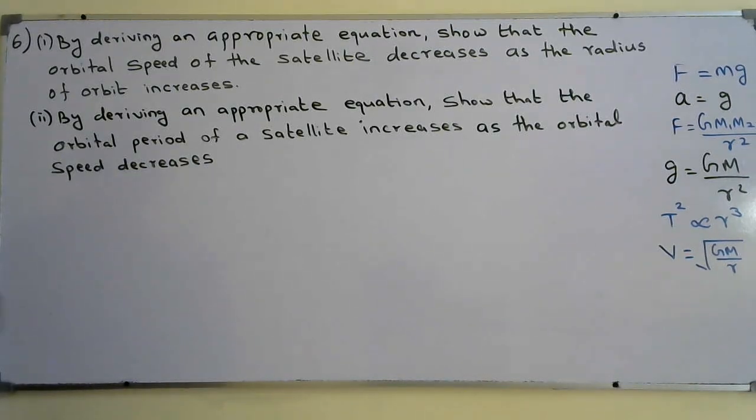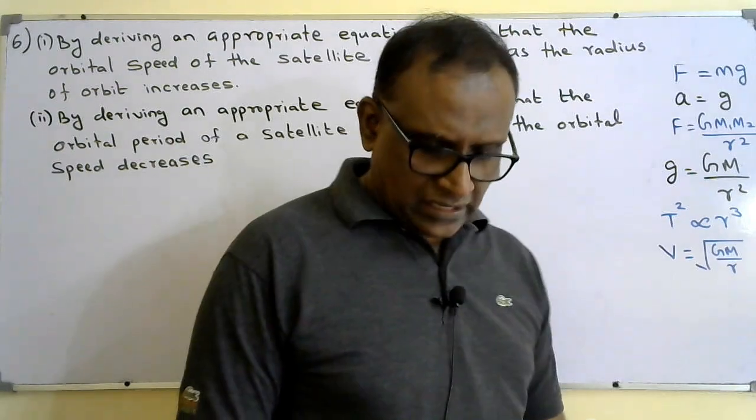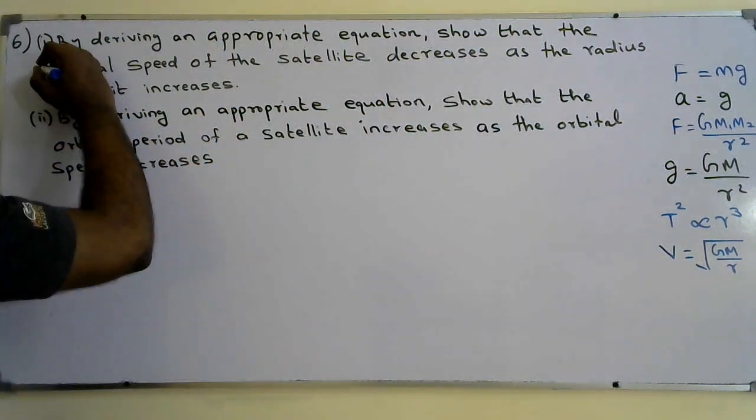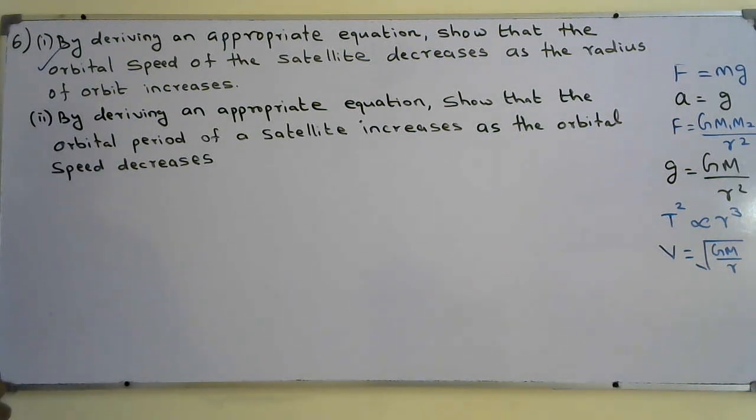Okay, so sixth question. By deriving an appropriate equation, show that the orbital speed of a satellite decreases as the radius of the orbit increases. So that is actually they asked me to derive this one. Anyway, I don't need to derive again, I already derived it. So first part, we just leave it. Okay, second part, by deriving an appropriate equation, show that the orbital period of a satellite increases as the orbital speed decreases. Okay, so for that we can show like this.